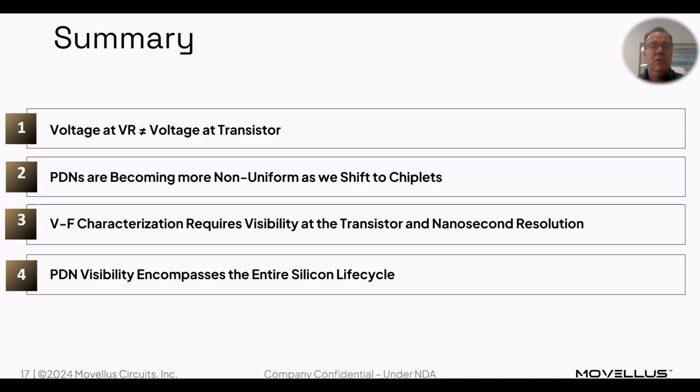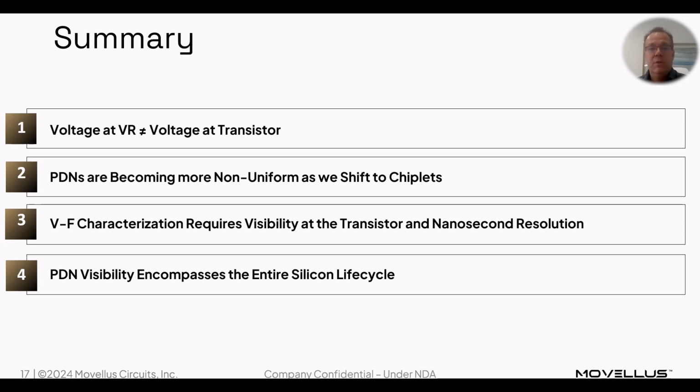So in summary, Movellus's PDN-IQ IP allows you visibility at the nanosecond timescale and millivolt accuracy on the y-axis of the voltage at the transistor. This is very useful to provide visibility at each stage of the silicon lifecycle, from testing through package testing, through field usage and monitoring. Chiplets are the extreme case where the power distribution network in the field packaging is vastly different from what you see on a wafer probe or at the die level testing, single die level testing. At each stage, you require voltage frequency characterization, and knowing the voltage at the transistor is paramount to being able to create accurate and useful tables of voltage and frequency combinations.